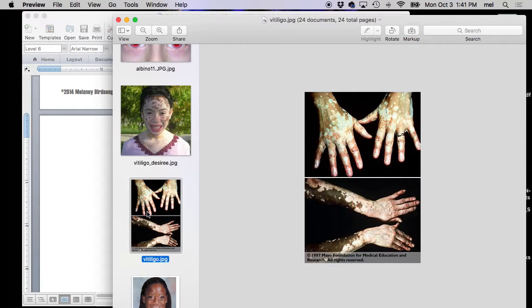And so this is a person with inherently medium pigment skin, and this is a person with inherently dark skin. And obviously, it's more obvious when your skin is inherently dark than when it is not. But it affects pretty much every color of skin. You just don't necessarily notice it quite as much. So this is vitiligo. There's no cure for it. There's no cure for any autoimmune disease.